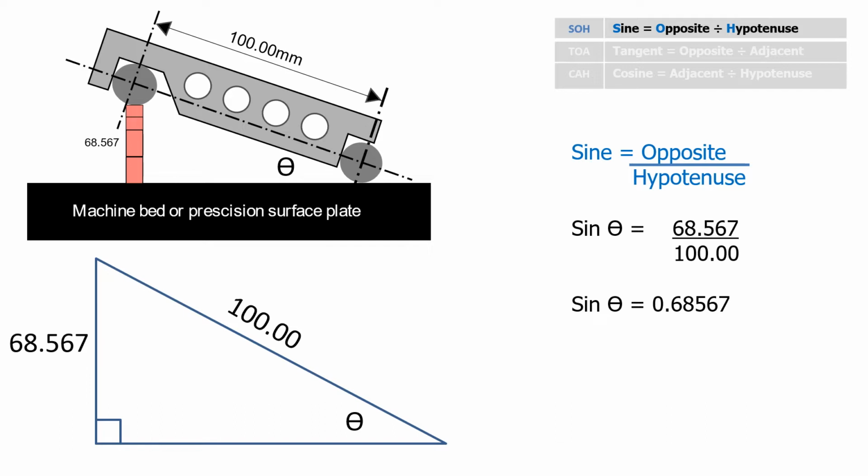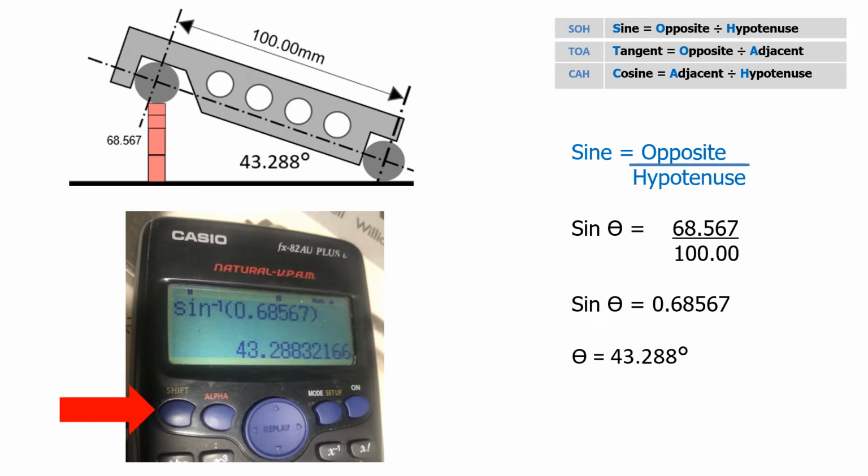Let's populate our formula. Sine theta equals opposite, which is 68.567, which is our stack of slip gauges, divided by the hypotenuse, because it's a 100 millimeter sine bar. On my calculator, if I'm looking for the angle, it's shift sine 0.68567 equals 43.288 degrees.